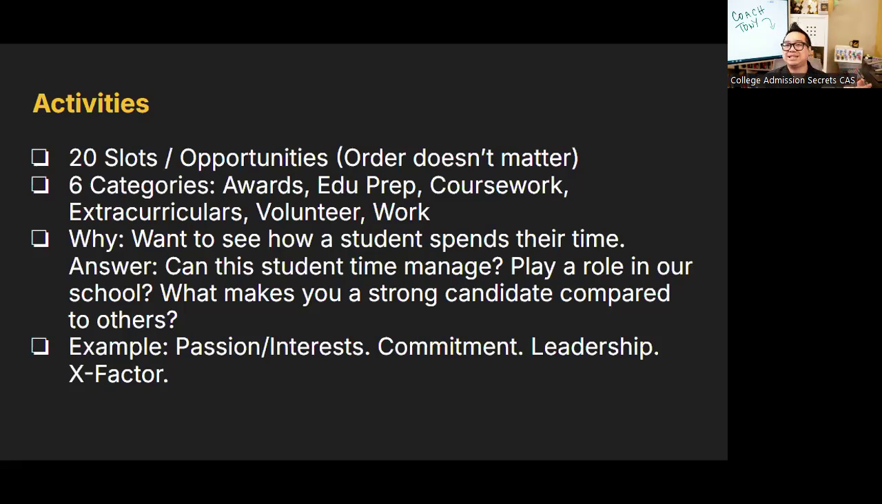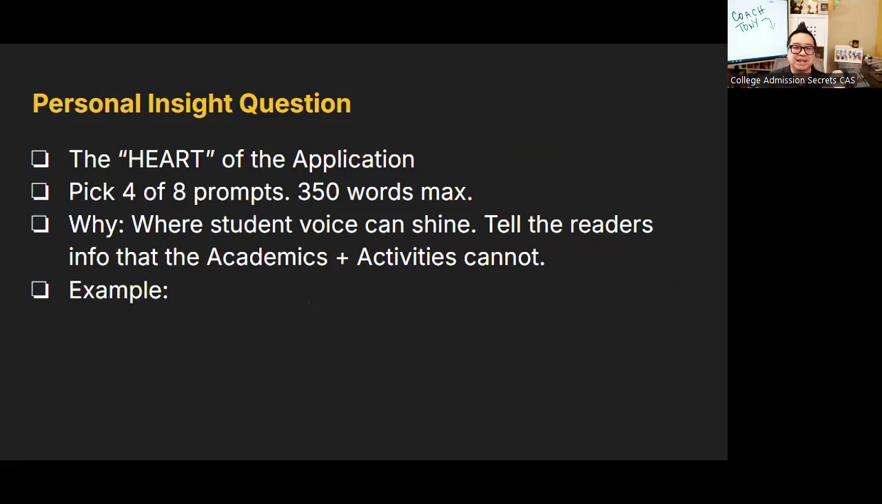Okay, that's the activities. The last piece, and probably the biggest part, is the heart of the application, which we call the personal insight questions, AKA the UC PIQs, the UC essays. With this, they'll give you 8 prompts to pick from. You pick 4. There's a 350 word max for each of these sections.